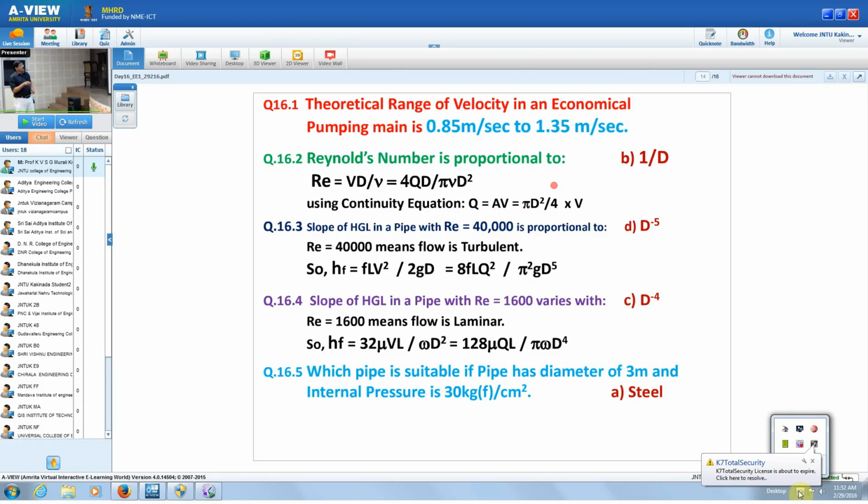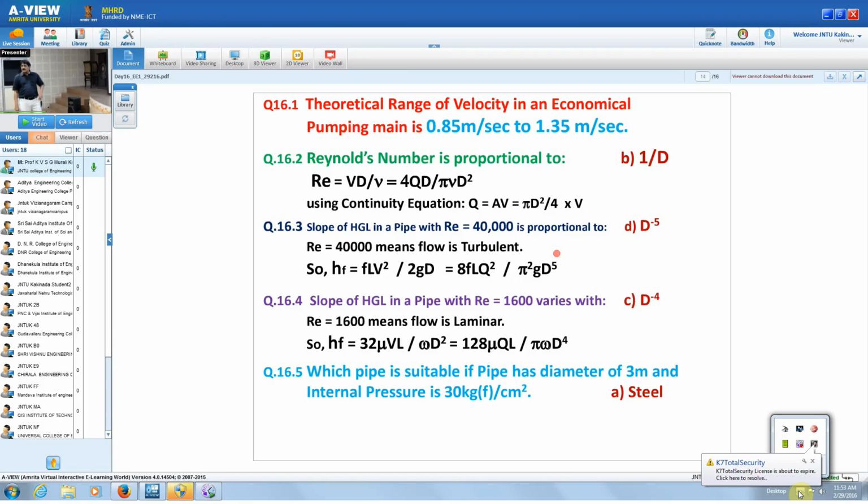The third question: slope of HGL in a pipeline with Re equal to 40,000 is proportional to dash. D to the power of minus 5. How many of you are correct? Good. What is the reason here? hf is equal to f L V square by 2 g D, the Darcy-Weisbach equation. We all know that. Again you have to convert V: V is equal to Q by pi D square by 4, so V square is the square of that. You will get 8 f L Q square by pi square g D to the power of 5. This is a very important formula. Every one of you must remember it.